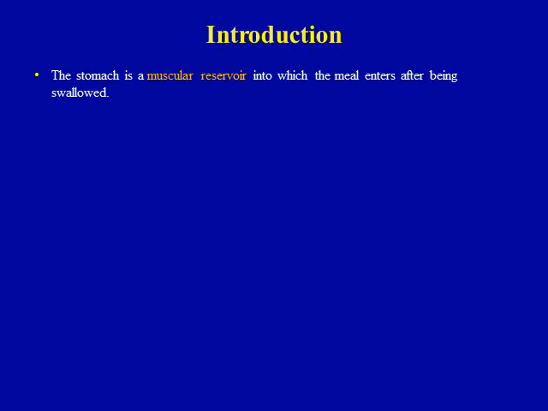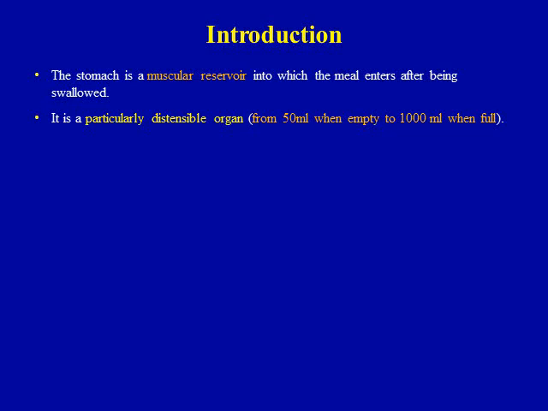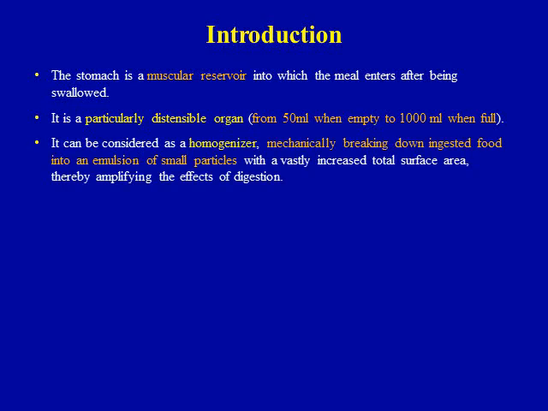The stomach is a muscular reservoir into which the meal enters after being swallowed. It is a particularly distendable organ. The volume of an empty stomach is 50 ml, and it can increase up to 1 liter, which is 20 times larger compared to the empty stomach. It can be considered a homogenizer, mechanically breaking down ingested food into an emulsion of small particles with a vastly increased total surface area, thereby amplifying the effect of digestive enzymes and helping the process of digestion.